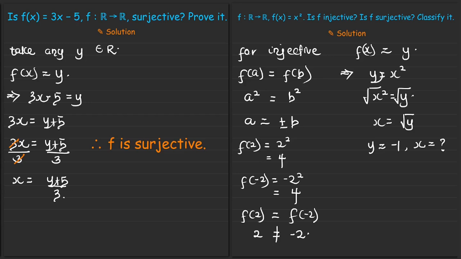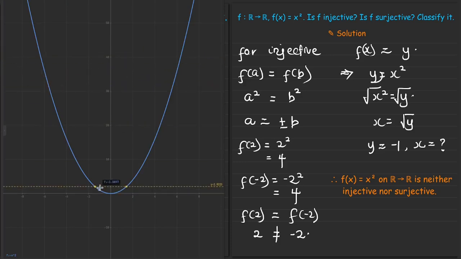So our conclusion is going to be simple. That is to say, our f of x, that is x squared, which is defined on our set of real numbers to real numbers, is neither injective nor surjective. To test for it being injective, if you take our graph, this is the graph. First of all, there are 2 points on my horizontal line, so that alone simply means it is not injective.